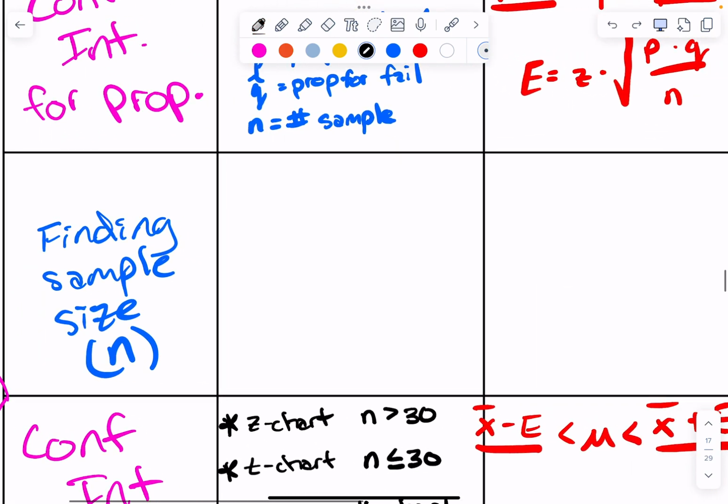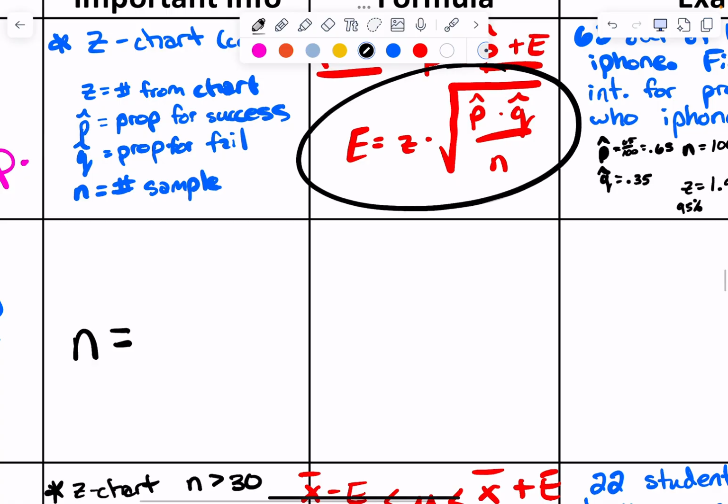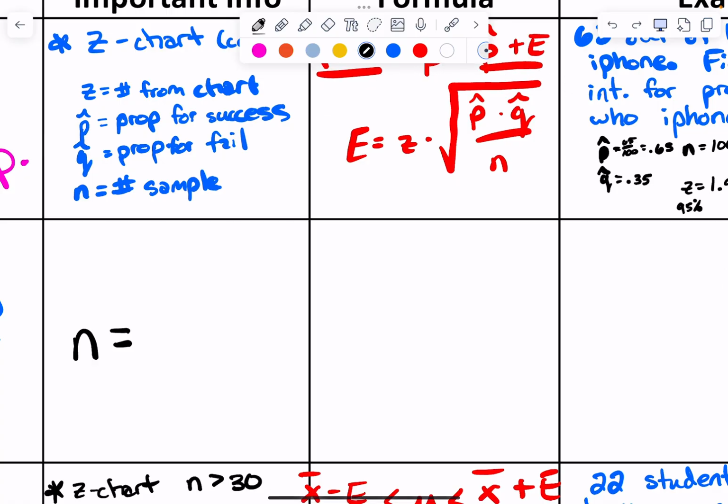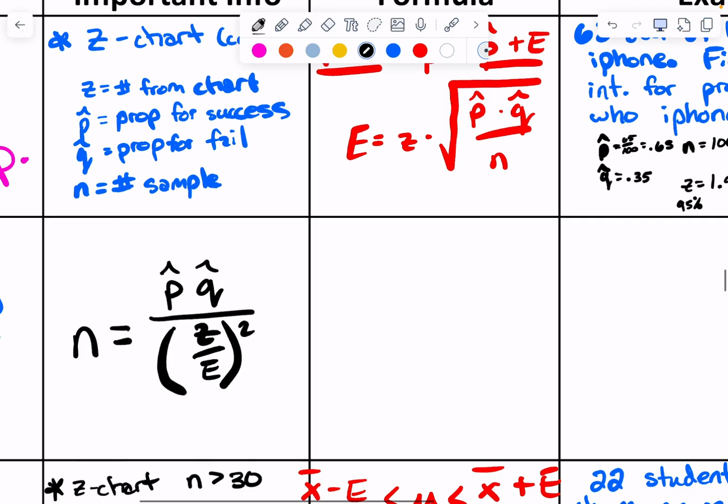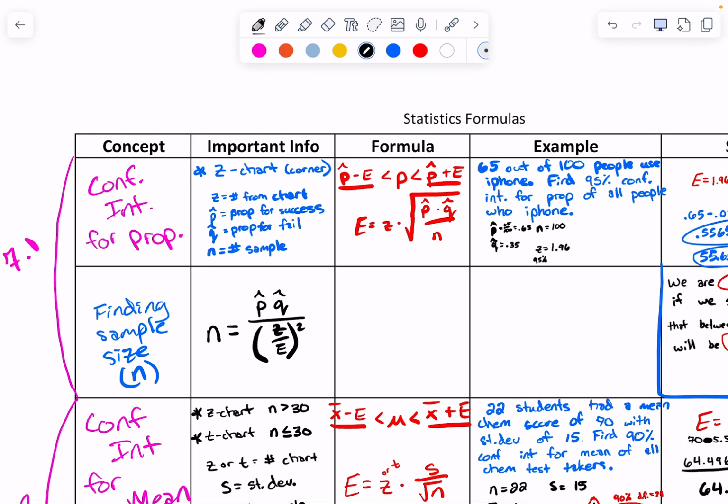I want to find the sample space, and in order to find the sample space, I need to find n, and the formula for n is this guy backwards. So it is p hat, q hat times z over e squared.